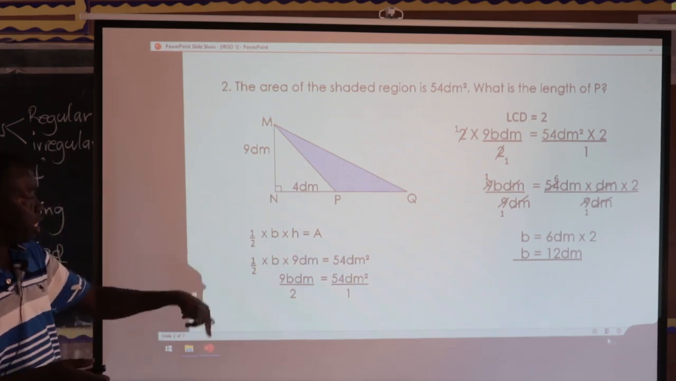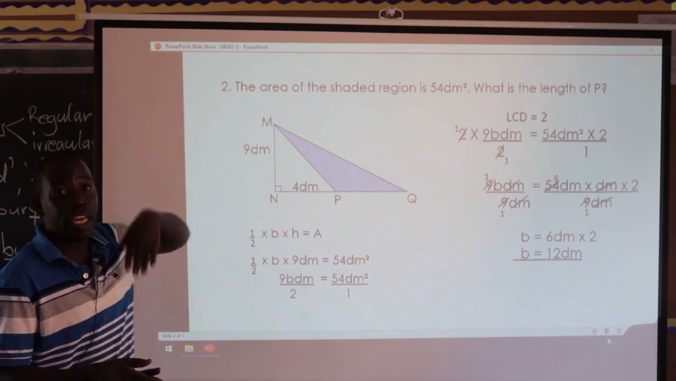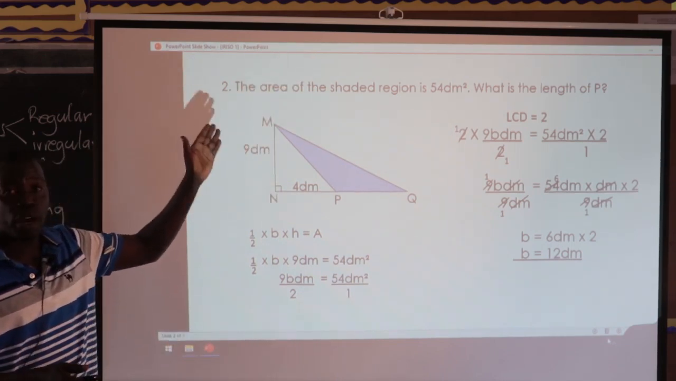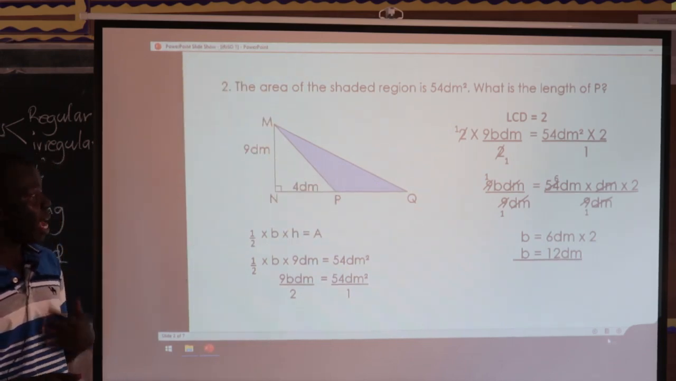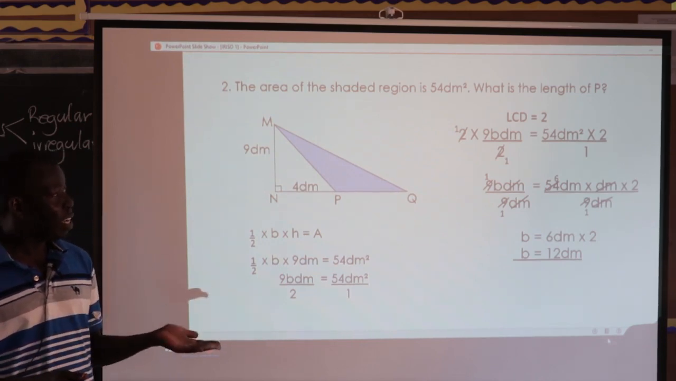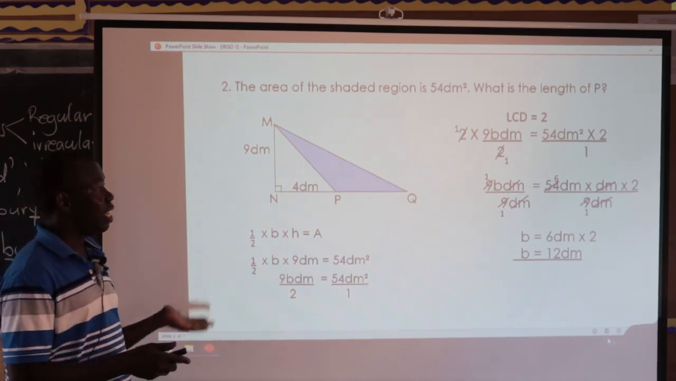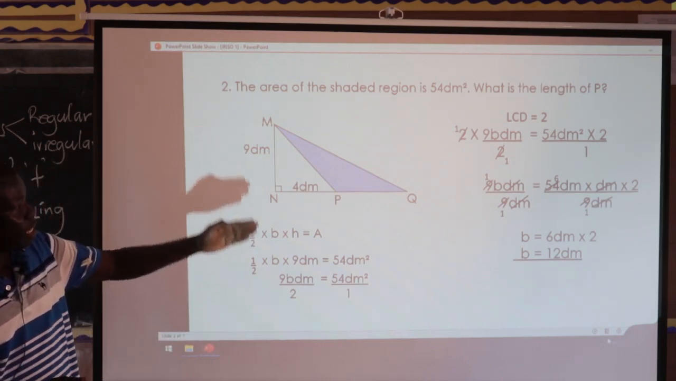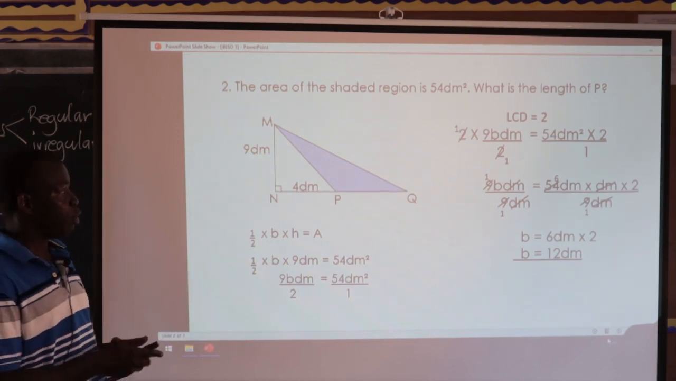9B decimeters out of 2 times 2. Then the other side also, 54 square decimeters times 2. Very good. After that, I decided to cancel 2 and 2. Got 1, 1. Very good. What did I get? I remain with 9B decimeters. Giving us 54 square decimeters, which I decided to cancel. I wanted to save time. That is, after that, we divide. We are looking for B.